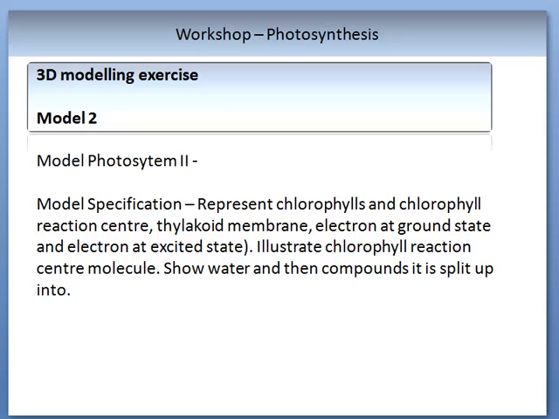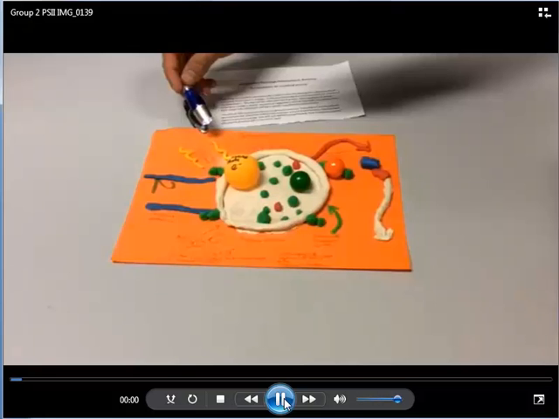Group 2 were to model Photosystem 2. The model specification for Photosystem 2 was to represent the chlorophylls and the chlorophyll reaction centre, that the Photosystem 2 sat within the thylakoid membrane, the process of electrons, the transfer of ground state electrons to an excited state. This model was also to illustrate how water was split into its various components.